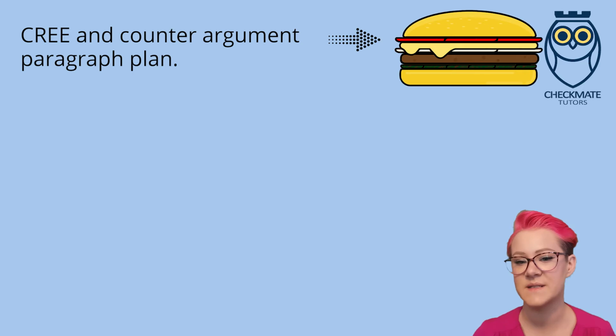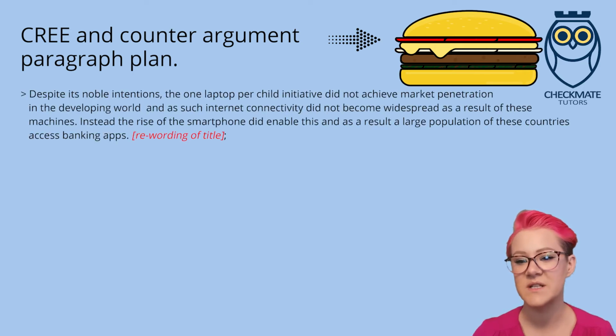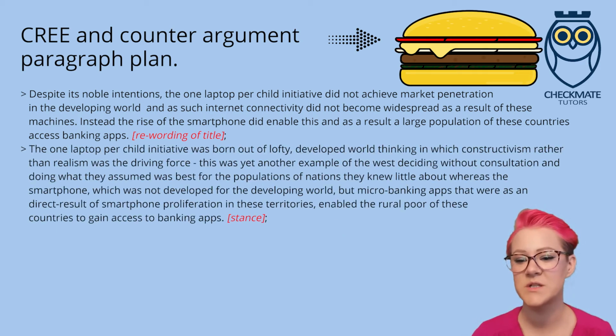So having already decided that I agree with the position statement of the essay title, my introduction plan looks something like this. Despite its noble intentions, the One Laptop Per Child initiative did not achieve market penetration in the developing world, and as such internet connectivity did not become widespread as a result of these machines. Instead, the rise of the smartphone did enable this, and as a result a large population of these countries accessed banking apps. The One Laptop Per Child initiative was born out of lofty, developed world thinking in which constructivism rather than realism was the driving force.